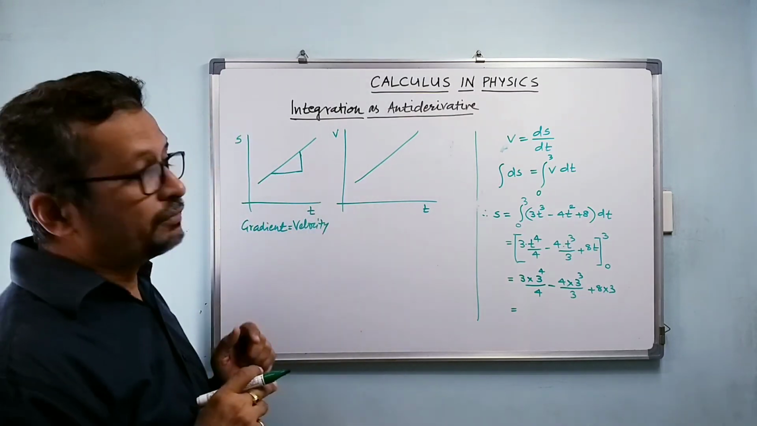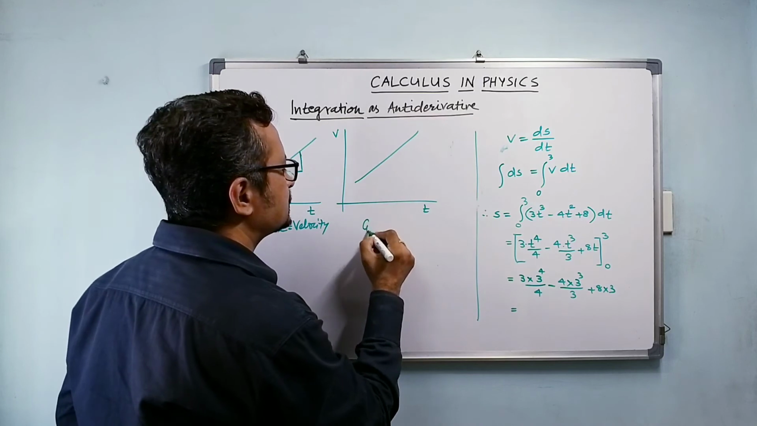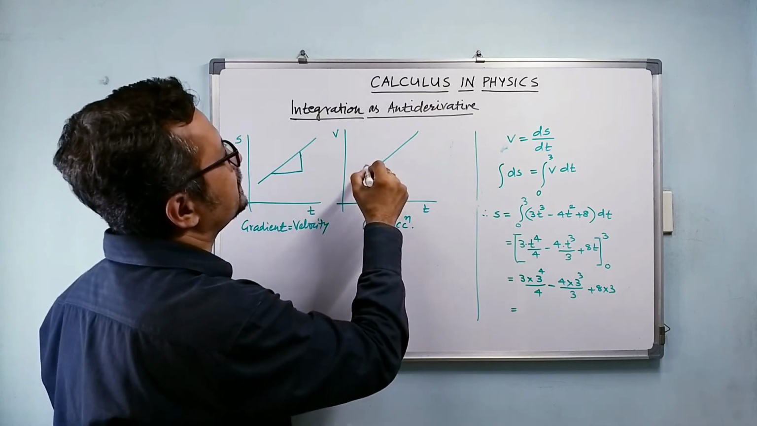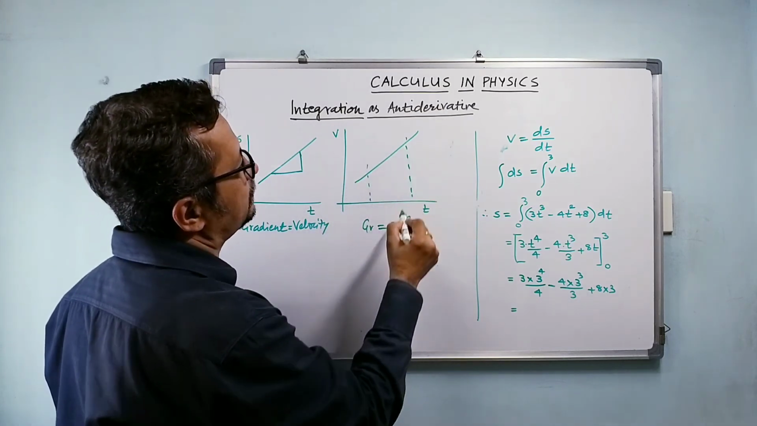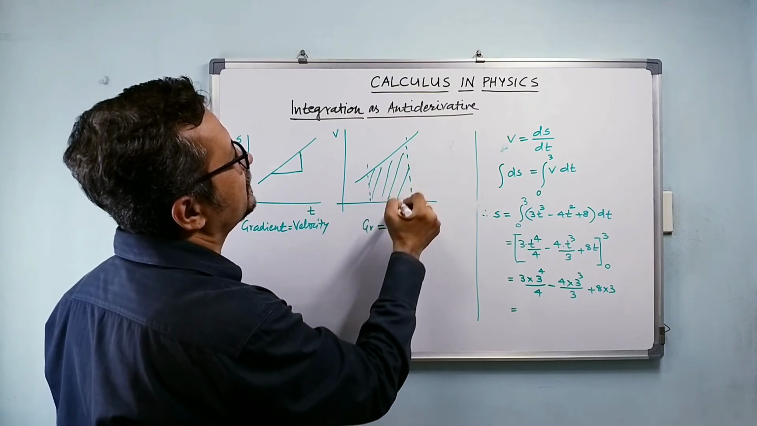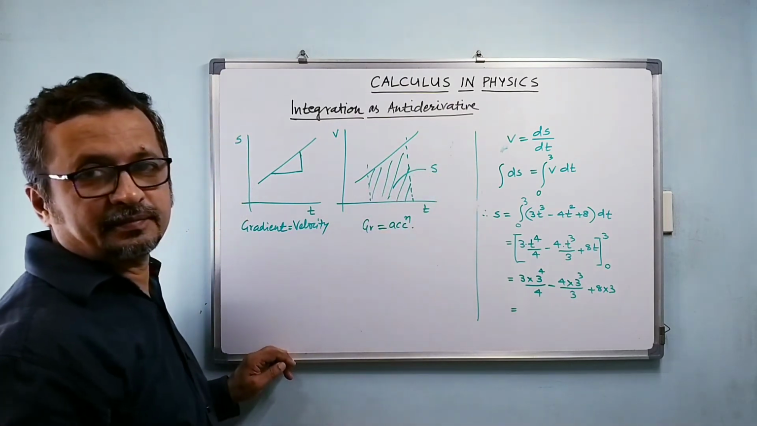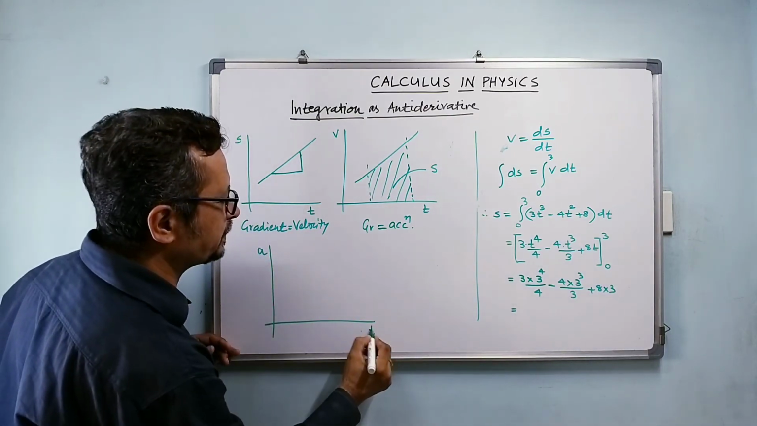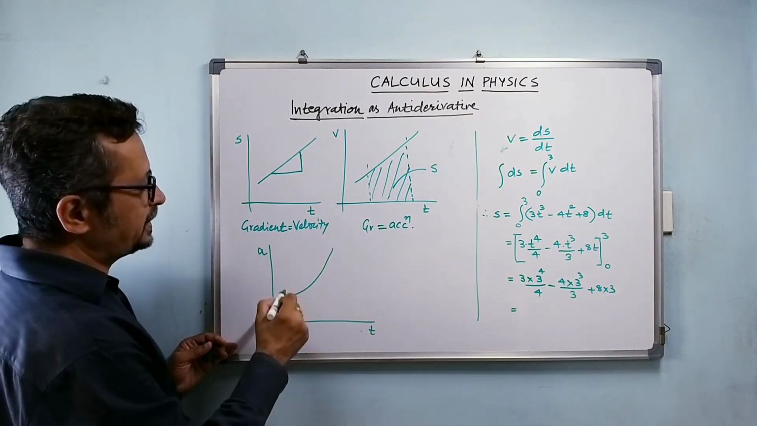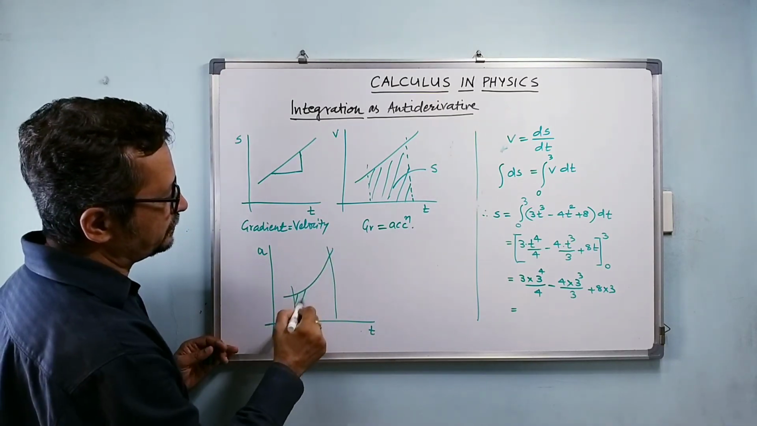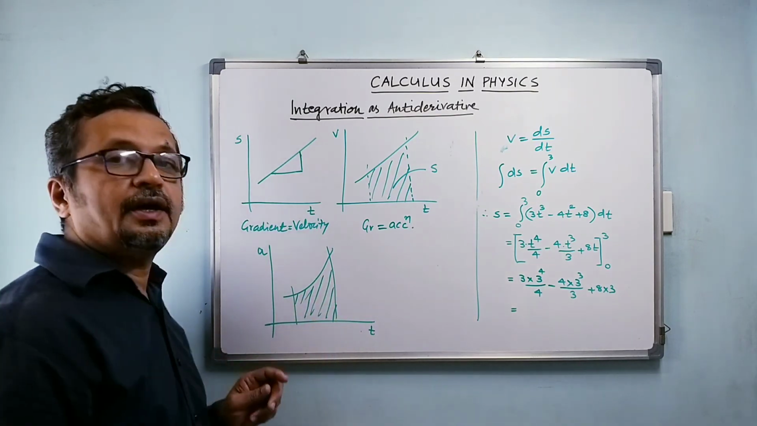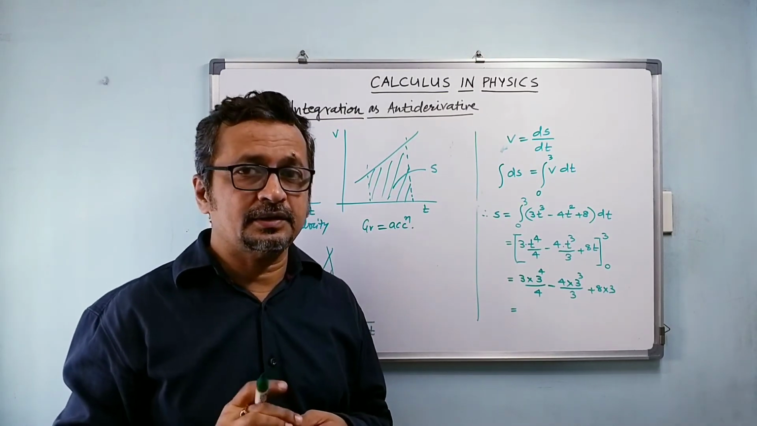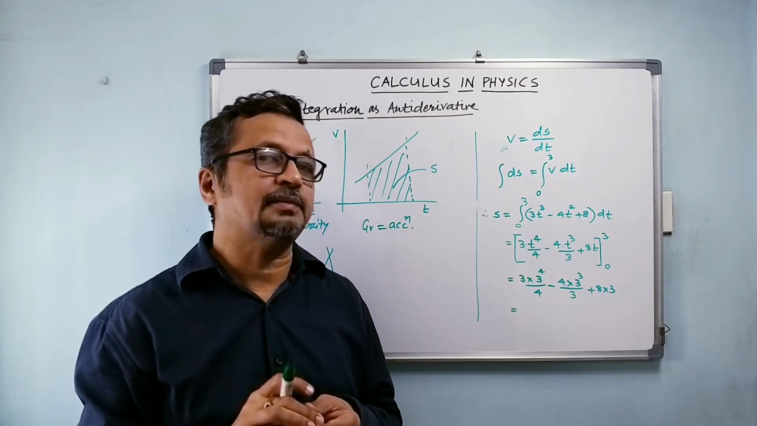Okay, what about velocity time? Now here the gradient is acceleration. But now if you find the area under the velocity time curve, then this area would give you displacement. Okay, likewise if you have a graph of acceleration with respect to time and it is something like this, then the area under the curve would give you average velocity, right? So this is application of calculus in kinematics. Mostly you'll be using this in kinematics and mechanics, right?